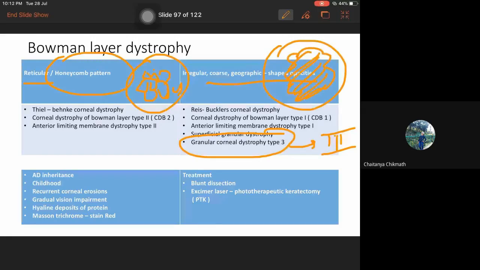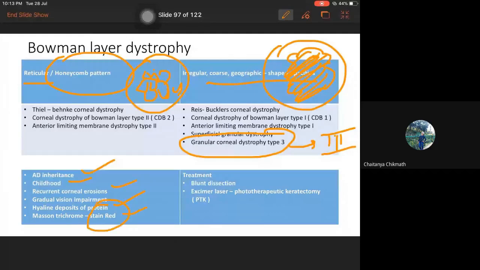Both Bowman's layer dystrophies are autosomal dominant. They start in childhood, cause recurrent corneal erosions, and lead to loss of vision. It is because of hyaline protein deposits in the Bowman's membrane, which stain red with Masson trichrome.